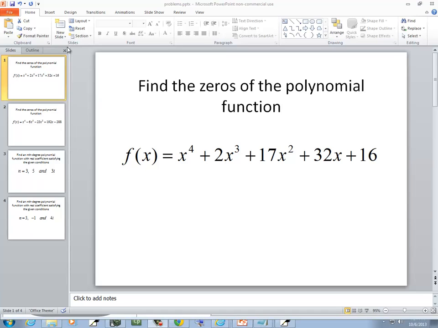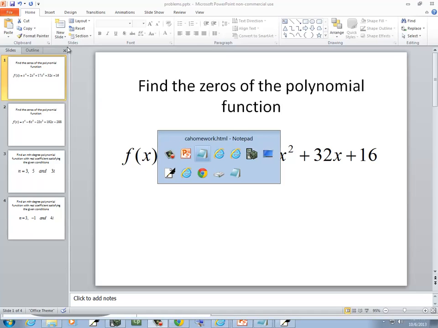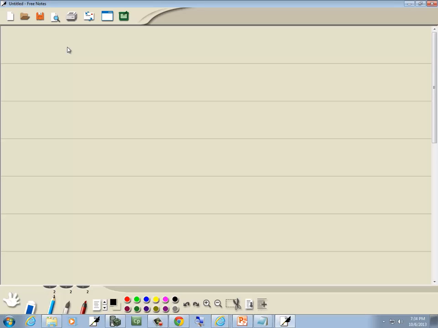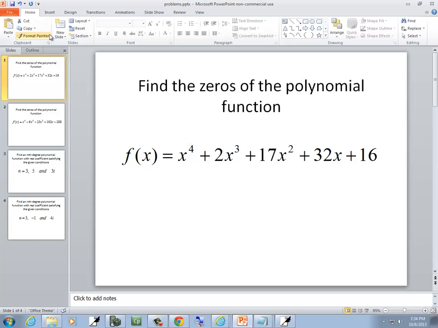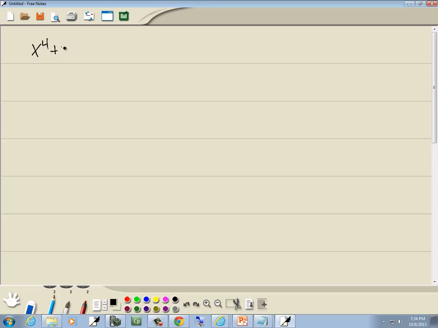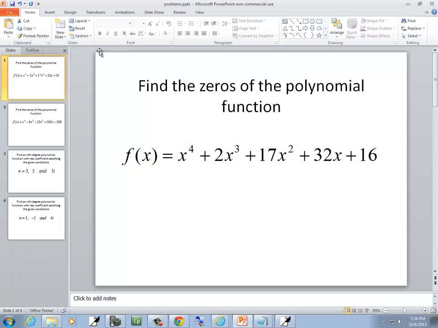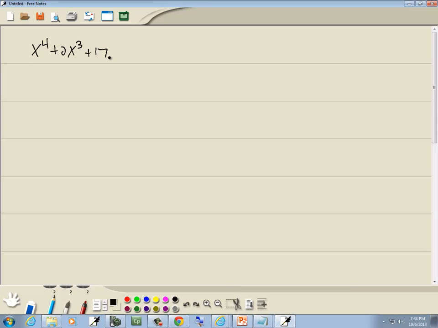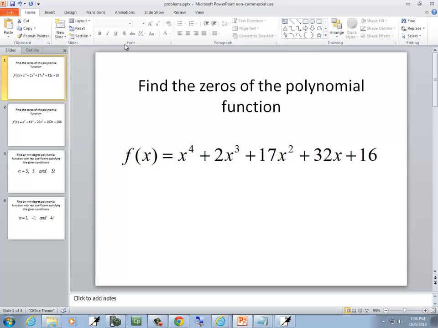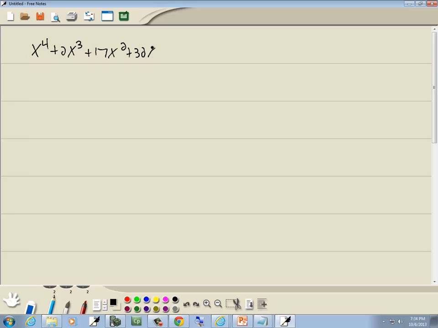In this problem, we want to find the zeros of the polynomial function. So I'll set the function equal to 0. So I got x to the fourth plus 2x to the third plus 17x squared plus 32x plus 16 equal to 0. Again, whenever it's asking you to find zeros, you set equal to 0 and solve it.